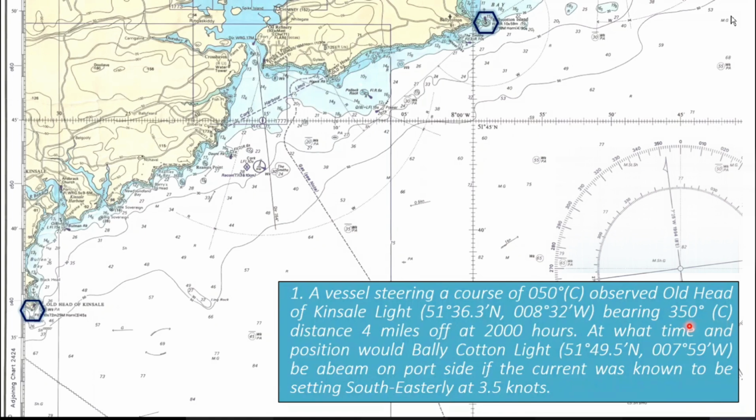Now, if we want to plot this bearing on the chart, we have to convert it to true bearing. Compass bearings are never plotted on the chart. What we plot on the chart are always true bearings and true courses. So to convert this to true bearing, we need to know what is the compass error.